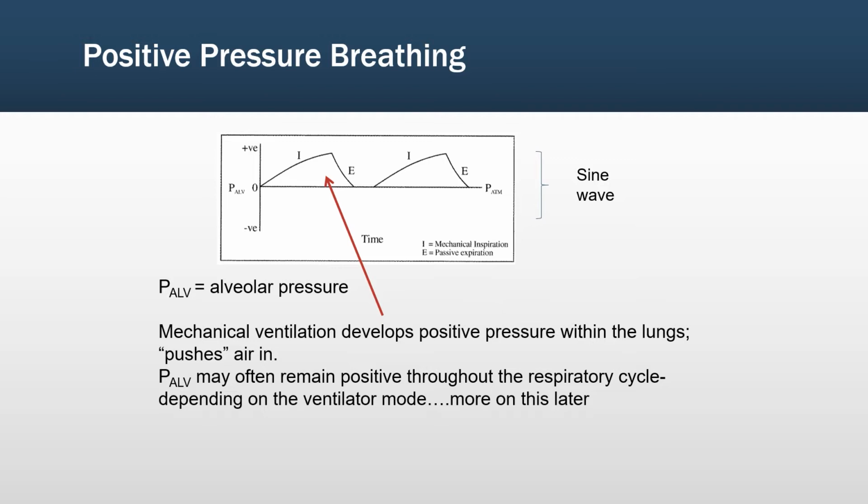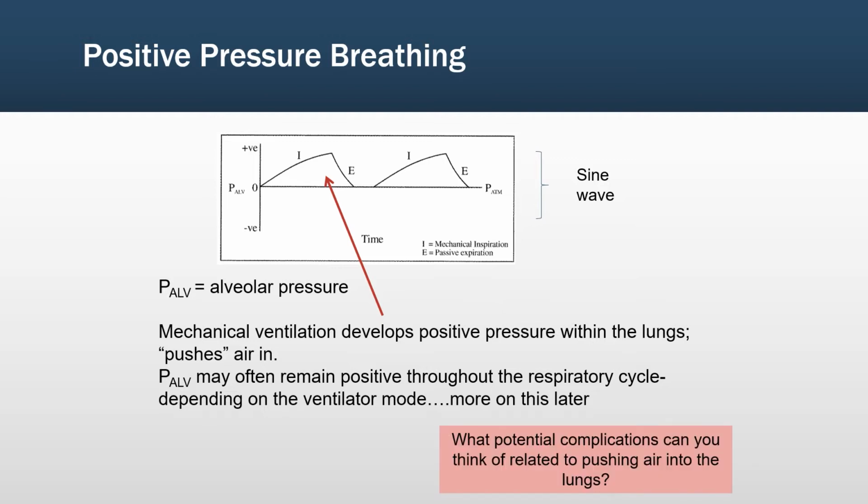In the meantime, can you think of potential complications related to positive pressure ventilation? Again, take a minute to pause the presentation and think this through. One common complication of positive pressure ventilation is barotrauma. Other complications will be discussed in more detail in part 2 of the presentation.